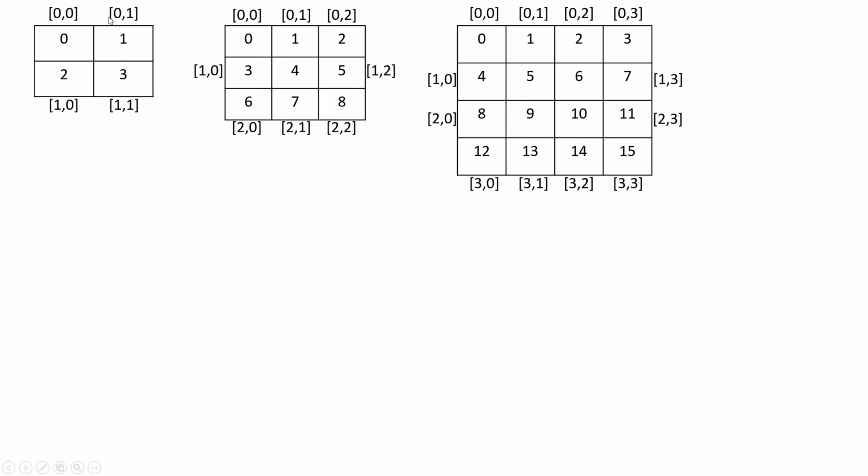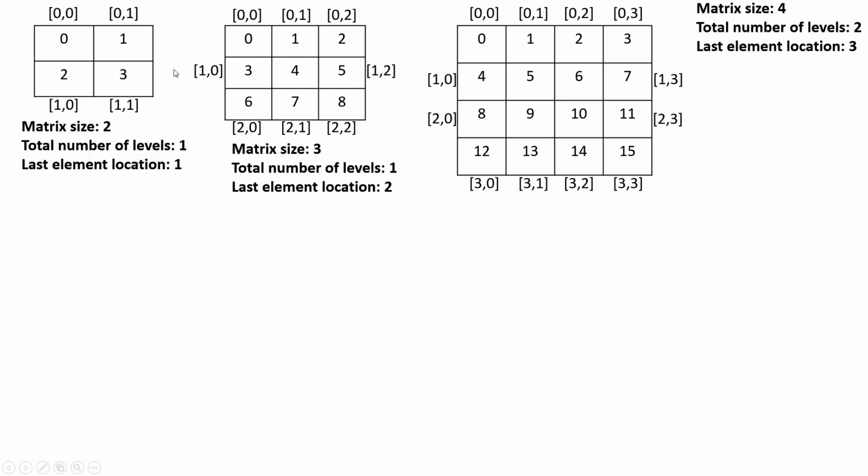So first, let's go ahead and label everything so we know which element is which. And I needed to get some information about the matrices. Like the first one, matrix size is 2 because it's a 2 by 2. This is 3 by 3, matrix size 4 because it's a 4 by 4. Total number of levels is 1 because we only have the one level that we're actually manipulating.